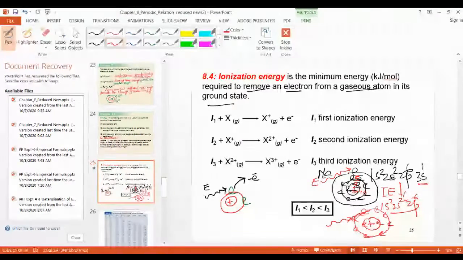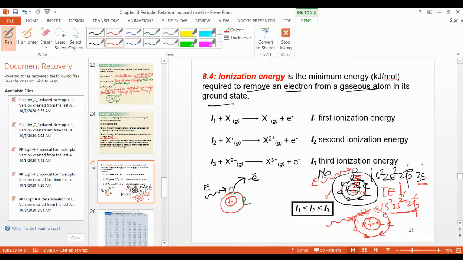Similarly, this one is 1s2, right? And 2s2, 2p6 is the same energy. But 1s2, which is the first shell, is closer to the nucleus. It will require high energy to remove this electron. So the first ionization energy is always less than the second ionization energy, which is less than the third ionization energy.